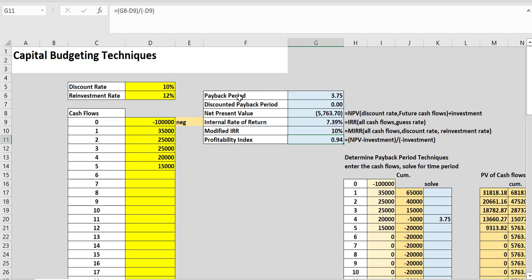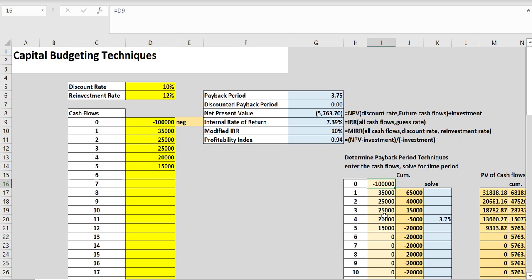Now, the other two techniques we have here, the payback period and the discounted payback period, require us to do a little bit of analysis, right? We have to understand how the process works. So this is the way it works over here on the right. We have an investment of a negative $100,000, and the first year, we receive $35,000 in cash flow, which means we have $65,000 more to recover. Second year, 25, means there's 40,000 to recover. Next year's 25 means there's 15,000 to recover. But the next year we have $20,000 in cash flow.